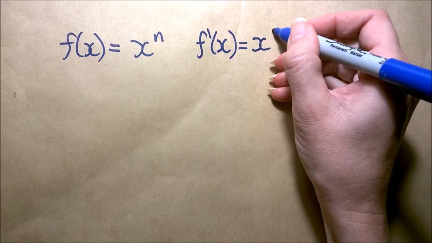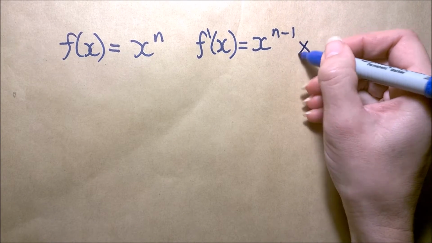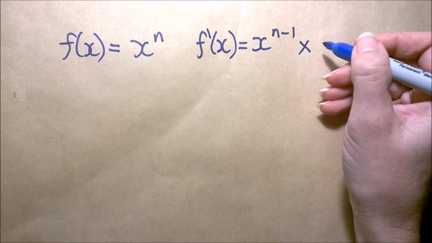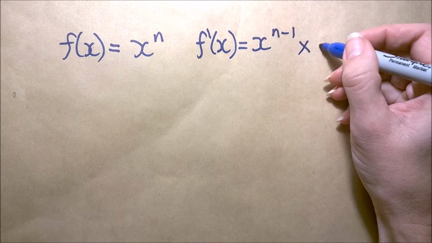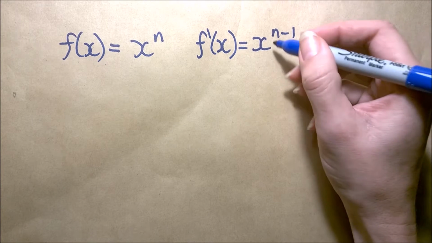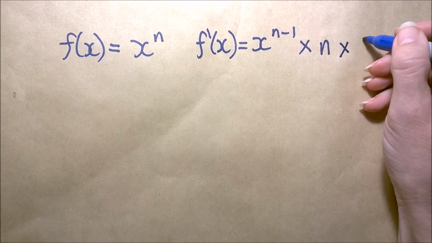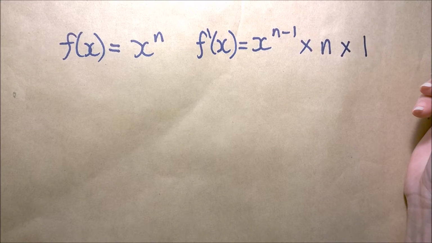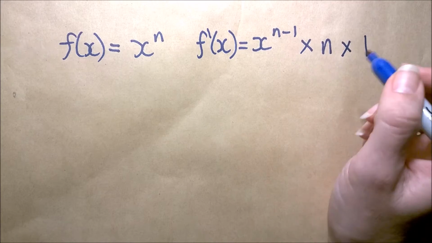You take the power and you minus 1, and then you multiply that by, well, the power, and you also multiply it by the derivative of whatever this x is. Actually, it's all a bit weird, but that would be 1 in this case. But what exactly are you doing? It's a bit confusing, right?